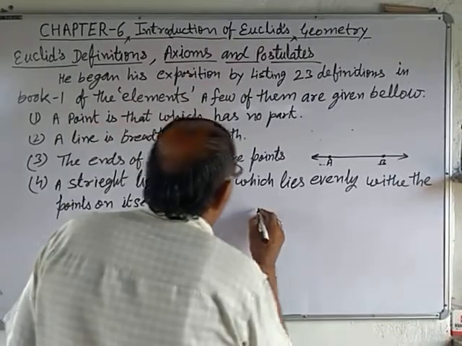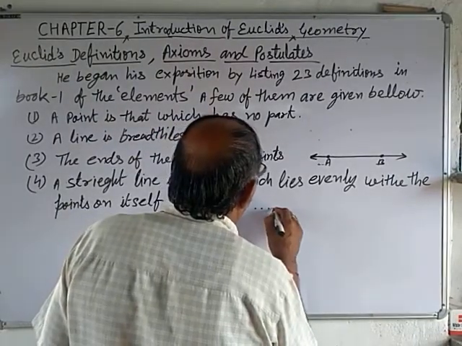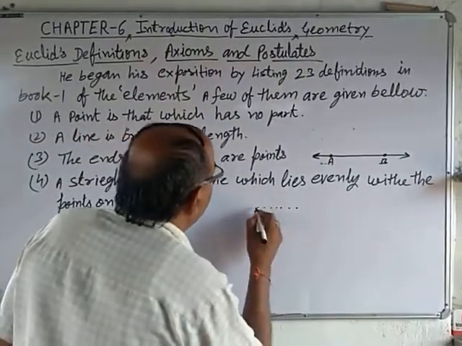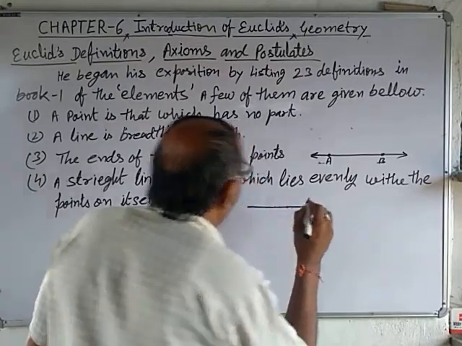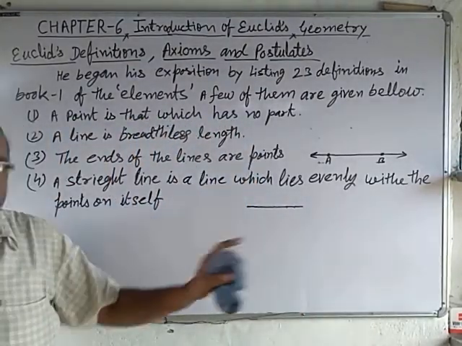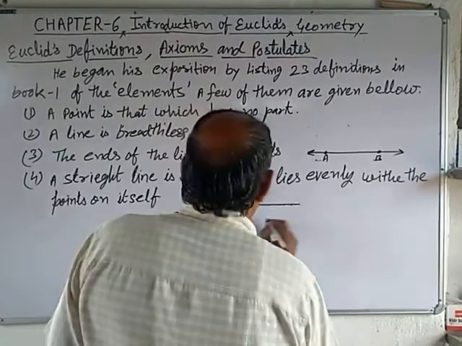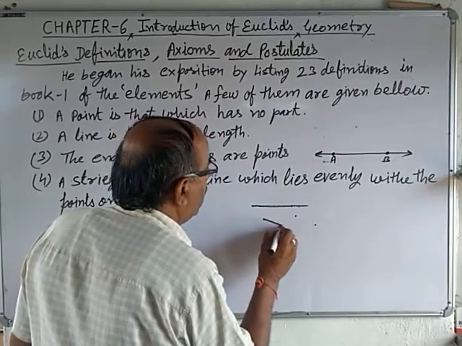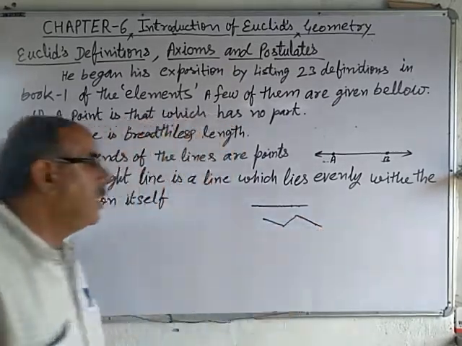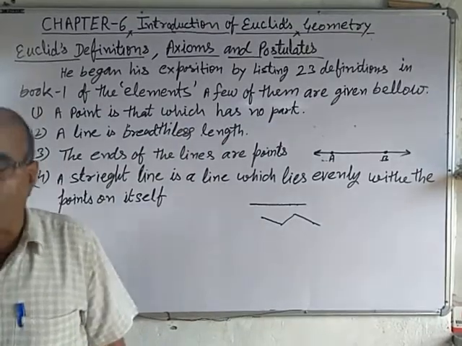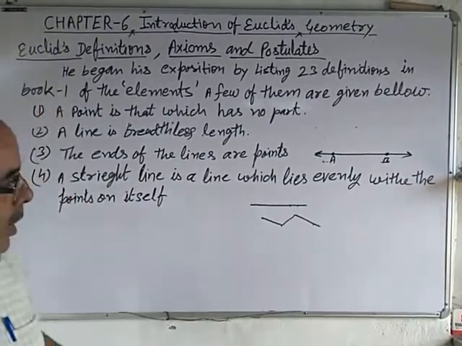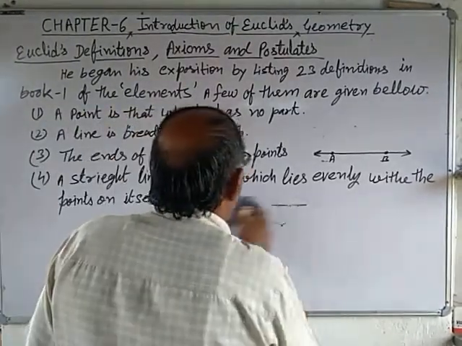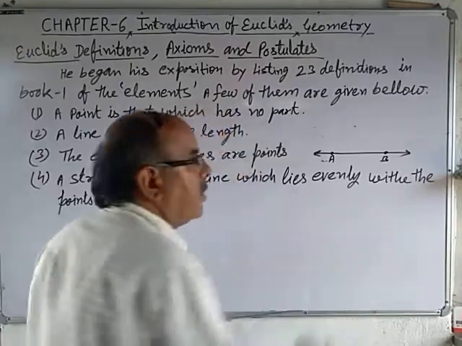It means if three or more points lie evenly in the same condition, it is called a straight line. But if we have points here and there, it is not a straight line. It is called a curved or snaky line.